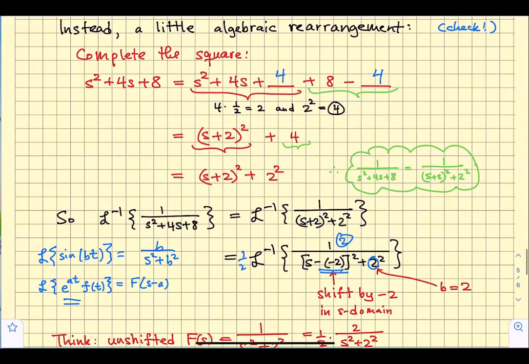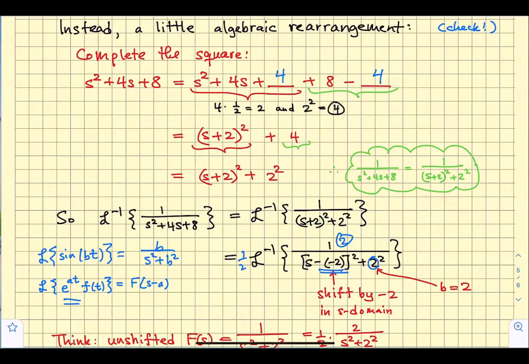Now, if you stare at this, and this takes a little practice, I want to be honest with you, you're looking at your table and it doesn't exactly match anything in your table. The first thing I want to encourage you to do when you see a shift is to just cover up the shift and think of this as 1 over s squared plus 2 squared. Even if the shift were gone, it doesn't exactly match anything in our table, because our table would have b over s squared plus b squared. If my b here is 2, then I need to have a b of 2 here in order to use my table. So even if we disregard the shift for right now, it doesn't match what's in our table.